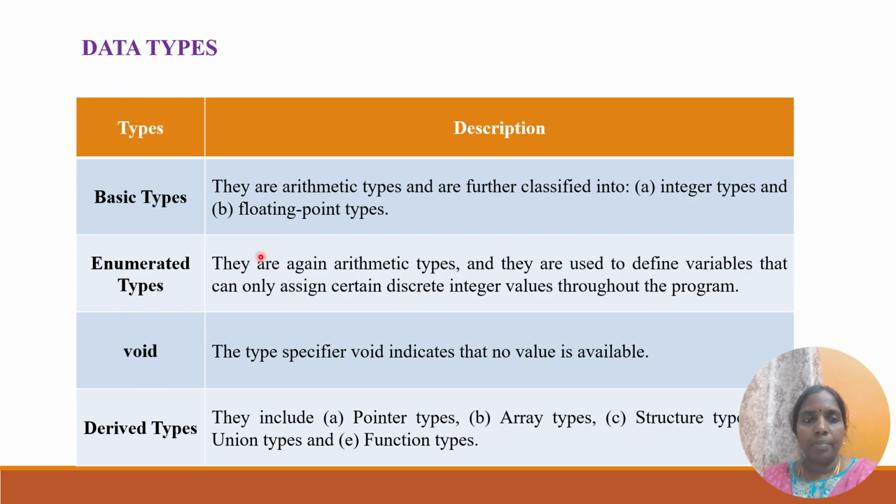The basic data types are further classified as integer types and floating point types. The enumerated data types are arithmetic types and are used to define variables that can only be assigned certain discrete integers throughout the program. Void returns no value, and derived data types are pointers, arrays, structures, union, and function types.